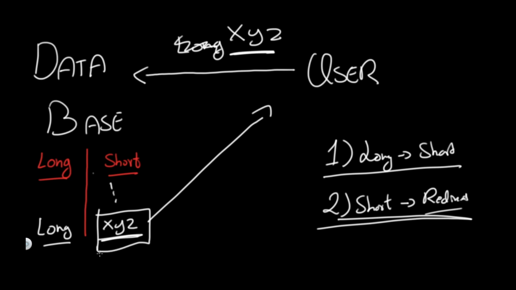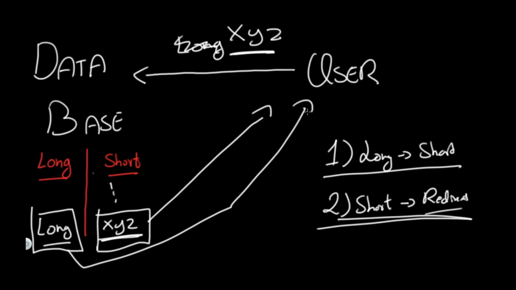And since this exists, we're going to go to its long URL. So this is a long URL of X, Y, and Z. And we're going to redirect the user to this over here. So we're going to send this over here and redirect the user to whatever page the long URL represents. So that's how we're going to be using this.